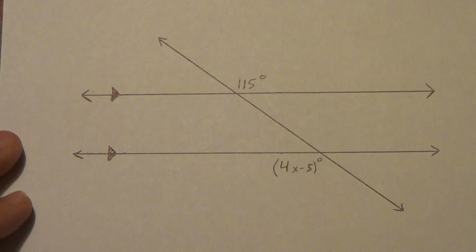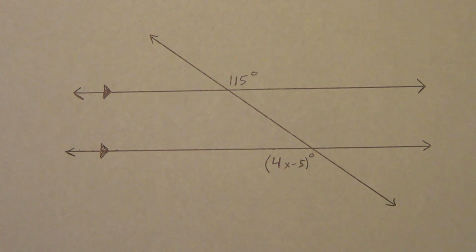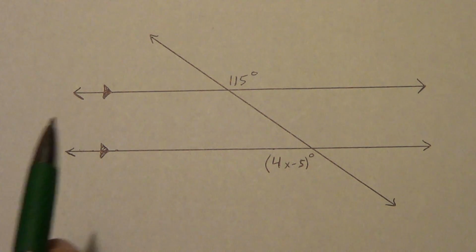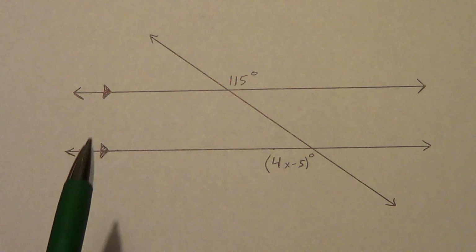All right, 2 quick examples that involve a little algebra instead. Let's go ahead and copy this down right here. If you can't read it, it says 115 degrees up at the top. And it says 4x minus 5 down there at the bottom. And remember, we see those shaded triangles off to the side here, so that means these lines are parallel.